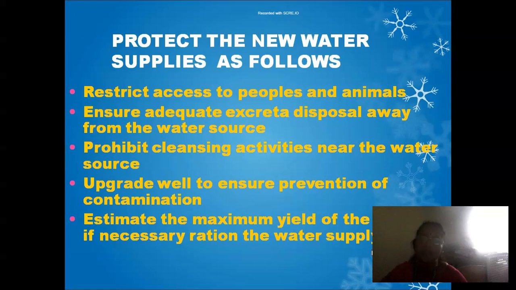All the wells must be desilted so the water is good and not contaminated; we have to keep the upgraded wells in good condition. Have to estimate the maximum yield of the wells. If necessary, ration the water supply. So, according to the need and necessity, the maximum yield of the water is to be supplied from the wells.